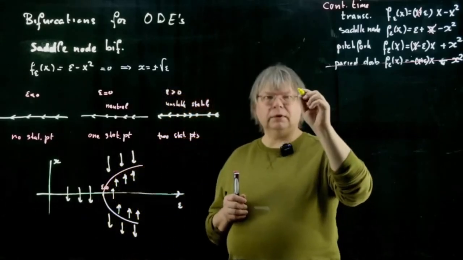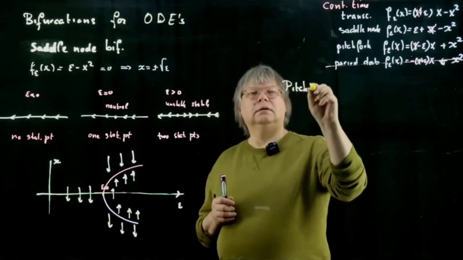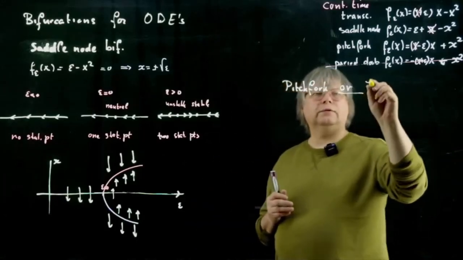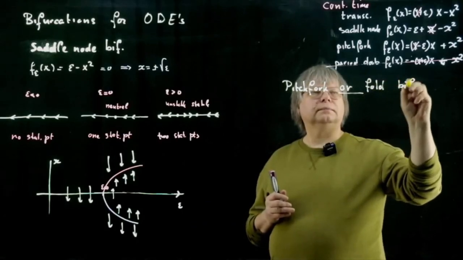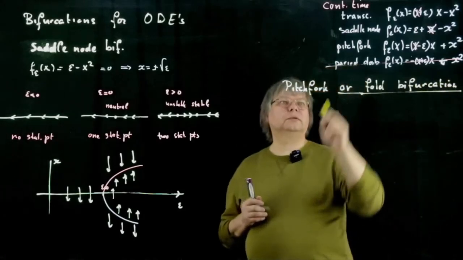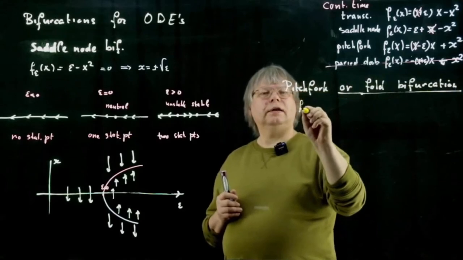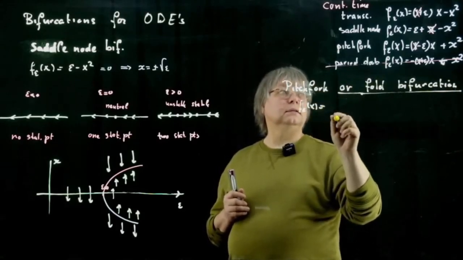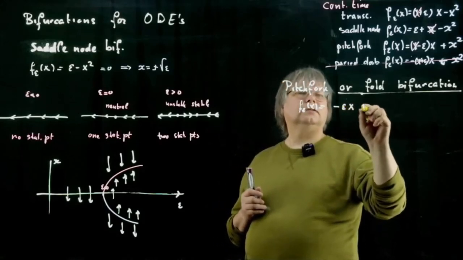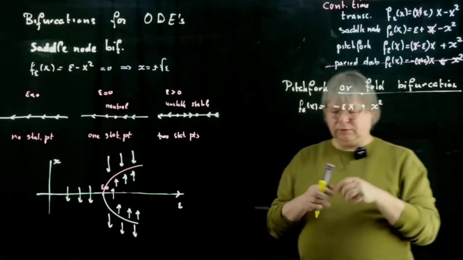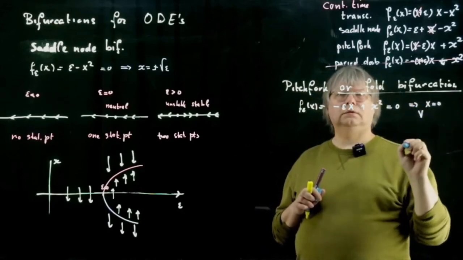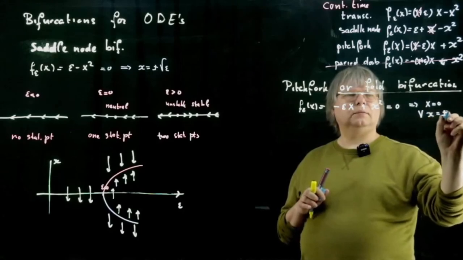So let's try to do the remaining one, which was the pitchfork. But in case of continuous time, this is also called a fault bifurcation. And the normal form, it's up there. F epsilon of x is minus epsilon x plus x squared. And if we put this equal to 0, that gives x is 0 or x is plus or minus square root of x.